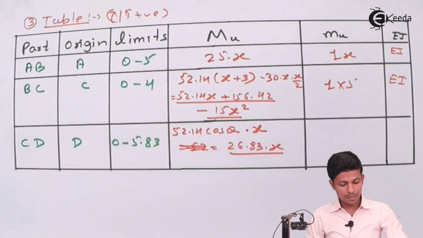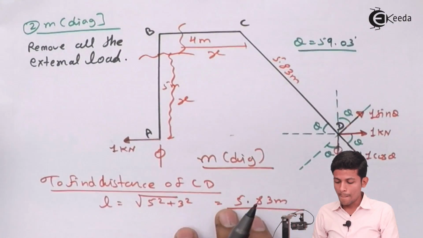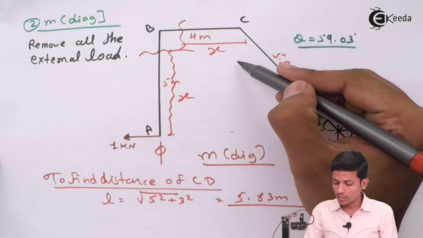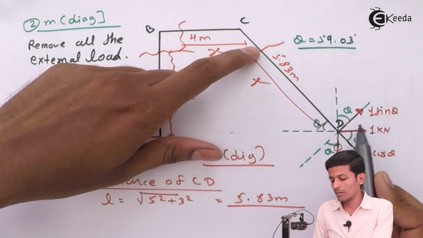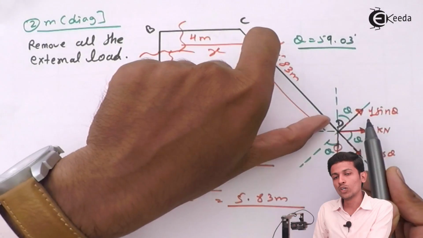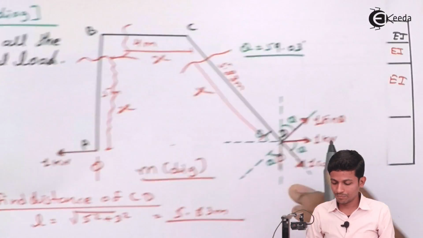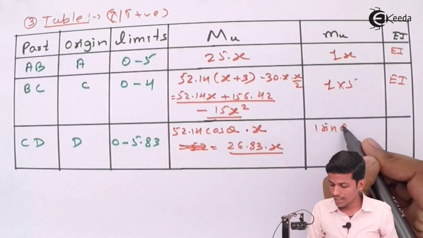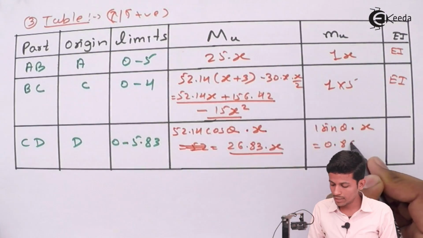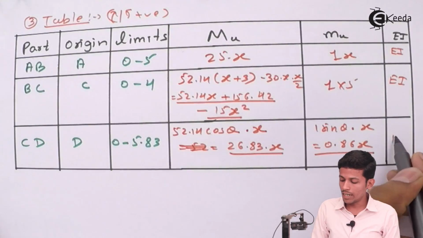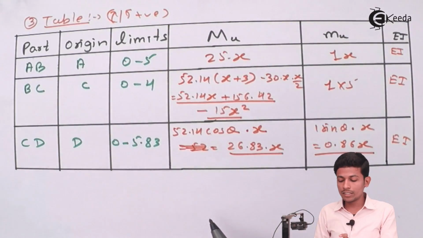After that, we come to this picture. Now we are taking a section over here, and this distance will be x. Now this one comes in the picture: 1 sine theta into this distance x, 1 sine theta into small x. Now solve this, and you will get 0.86 into x. EI will be constant. Now we have done with this table.